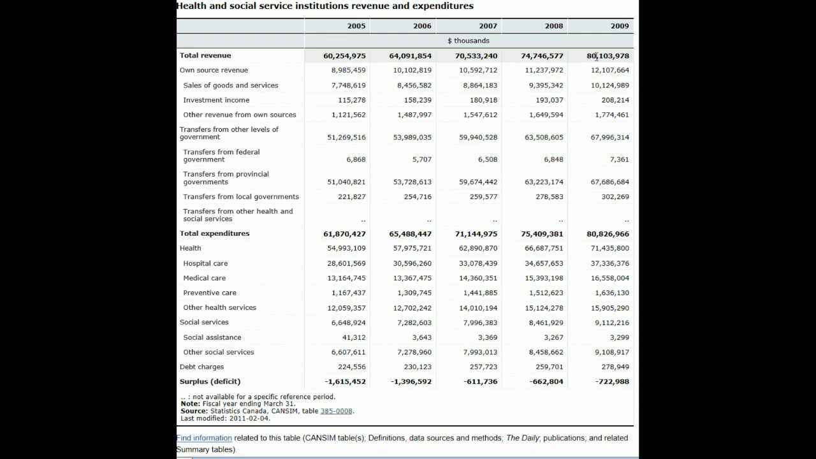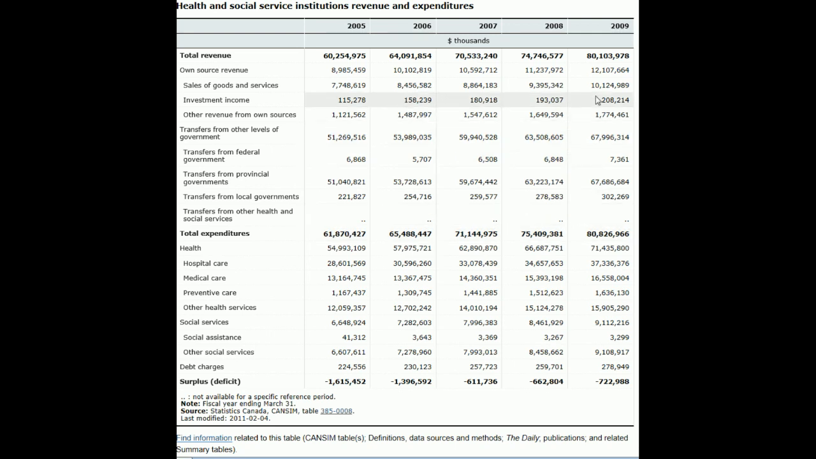From that $80 billion, $12 billion is generated from its own source of revenue. It generates its own money, the health industry, through sales of goods and services, through investment income, and through other revenue from other sources. So they're generating, of that $80 billion, $12 billion on their own. The rest is transferred to them from the government. Here you see, transfer from other levels of government, $67 billion, close to $68 billion per year. They get $7 billion from federal, and then 67 from provincial. That goes into the healthcare.